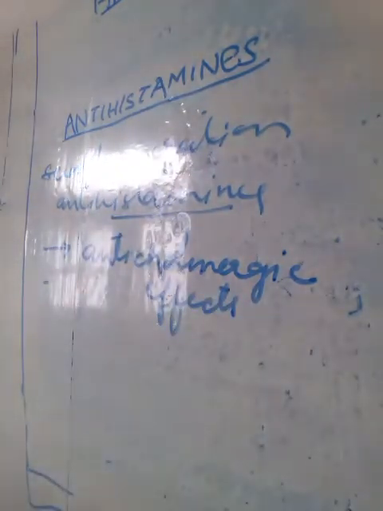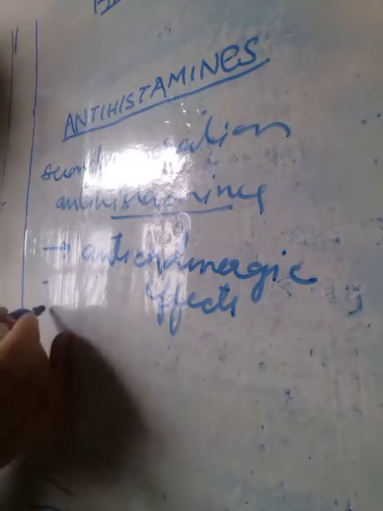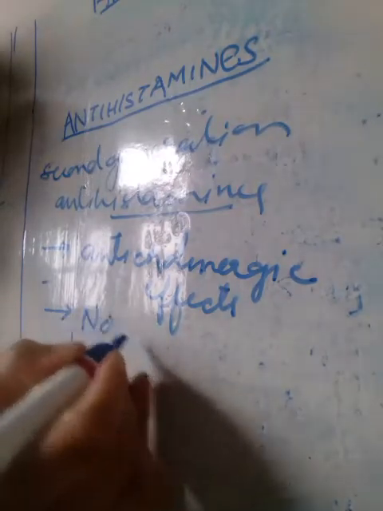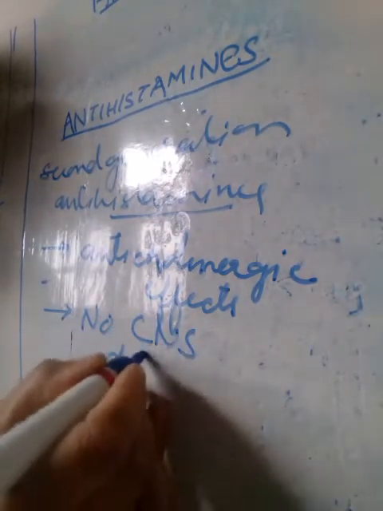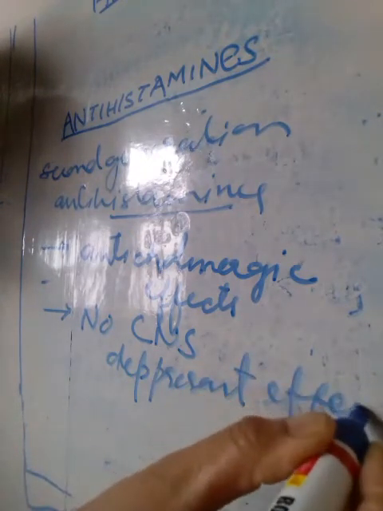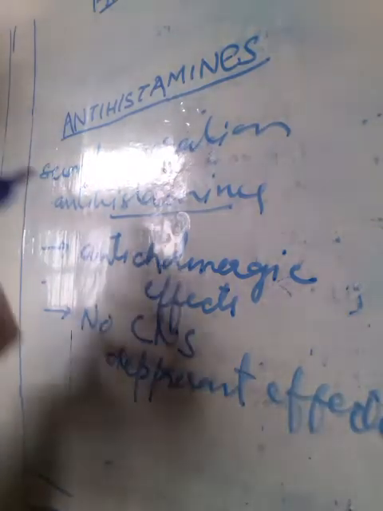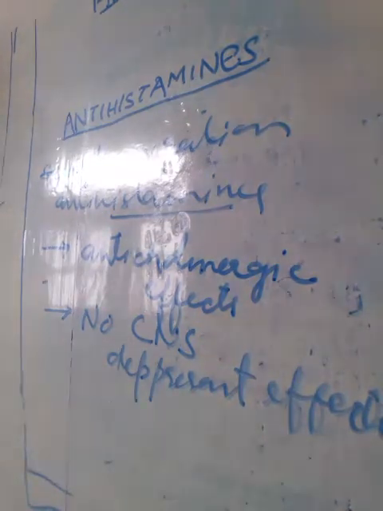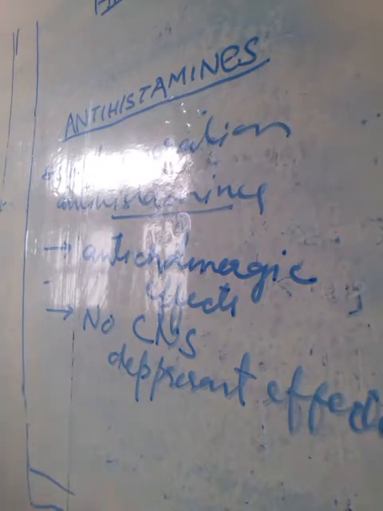The anticholinergic effects which are present with the first generation drugs are absent here. Next, they do not cause depressant effects, that is, no CNS depressant effects. So second generation antihistamines are more advantageous than the first generation antihistamines. Now we will study a bit of detail about the second generation antihistamines.